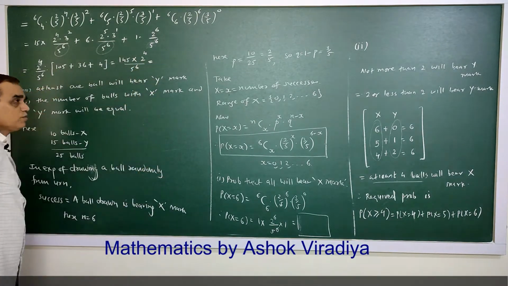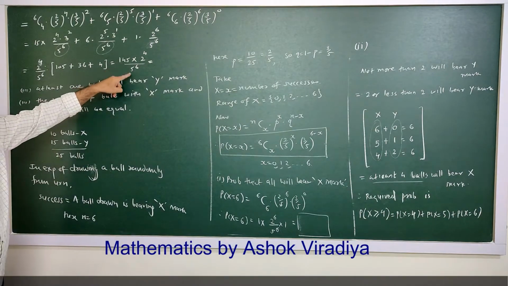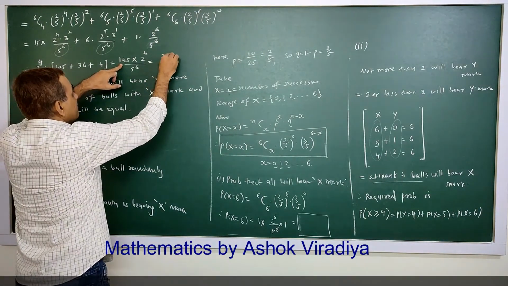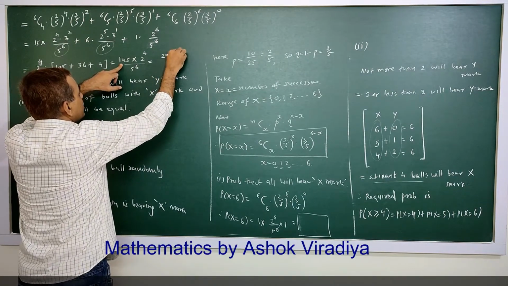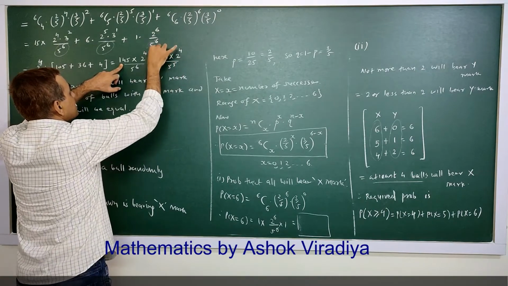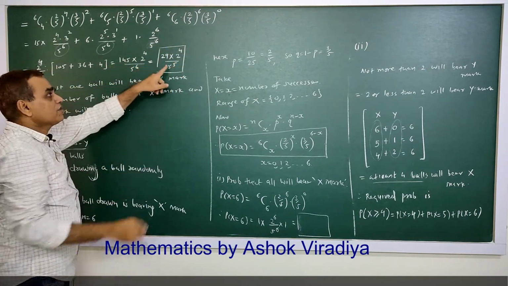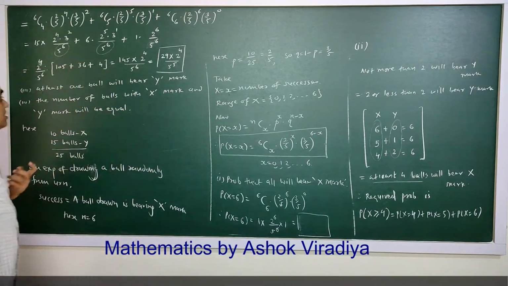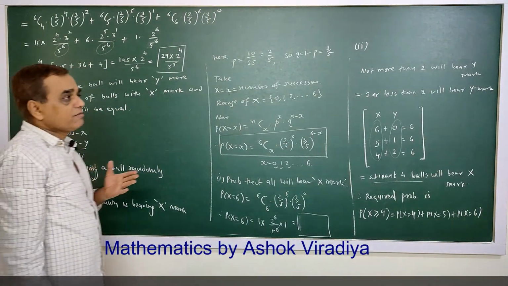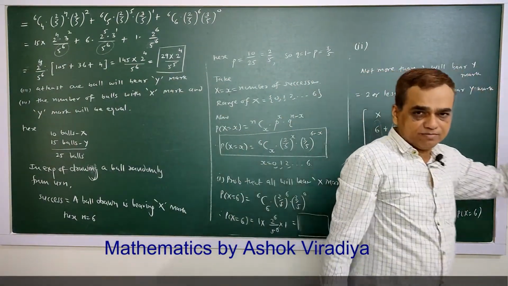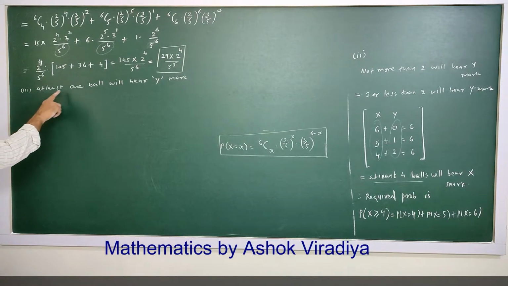So this is equal to, now here we can cut a 5. So 35 into 2 raised to 4 by 5 raised to 5. So this is the required probability. This can also be calculated using a calculator. So that was the answer to question 2, what is the probability that not more than 2 will bear Y mark. Now, at least one ball will bear Y mark.